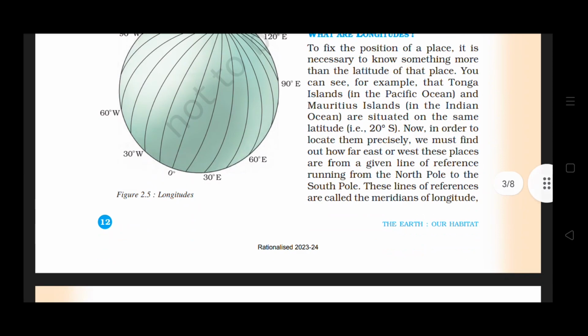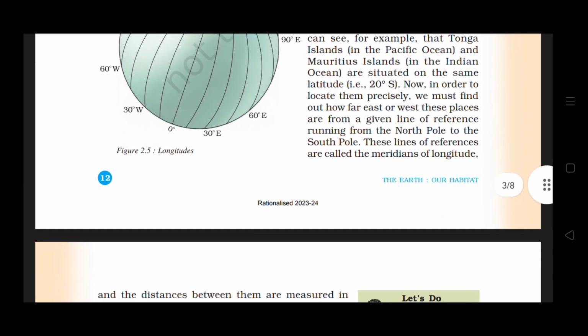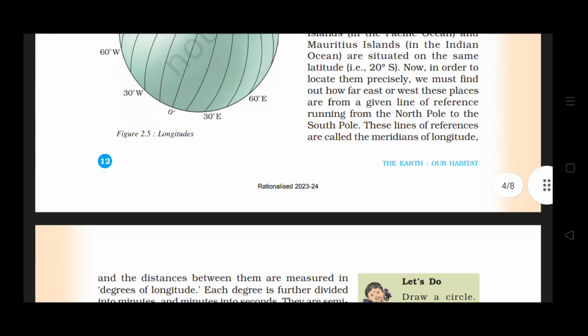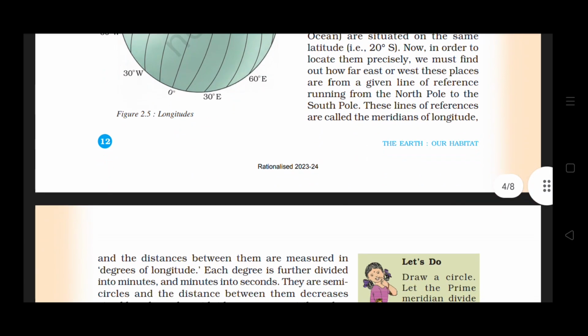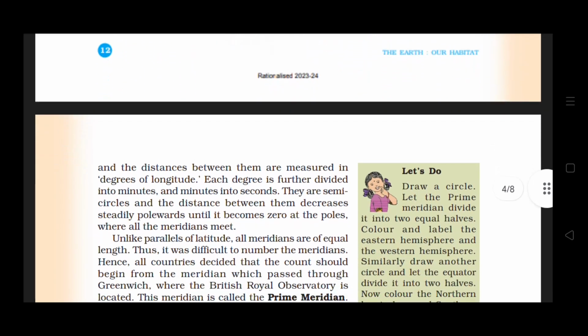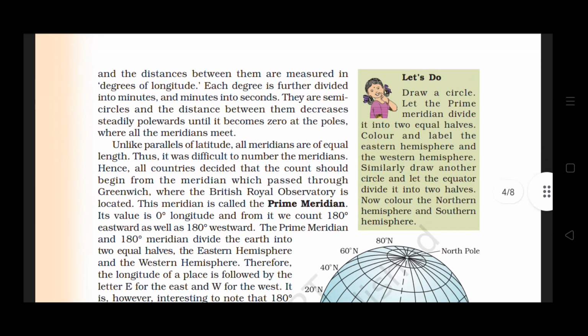In order to locate them precisely, we must find out how far east or west these places are from a given line of reference running from the north pole to the south pole. These lines of reference are called meridians of longitude. Latitudes are called parallels of latitude, but longitudes are not called parallels; they are called meridians of longitude, and the distance between them is measured in degrees of longitude.